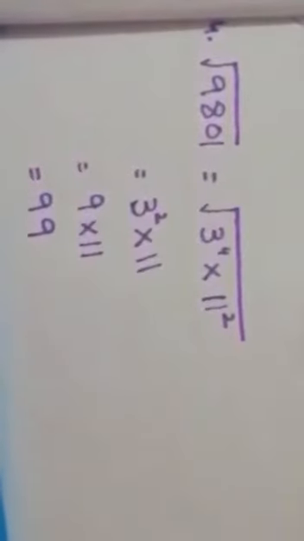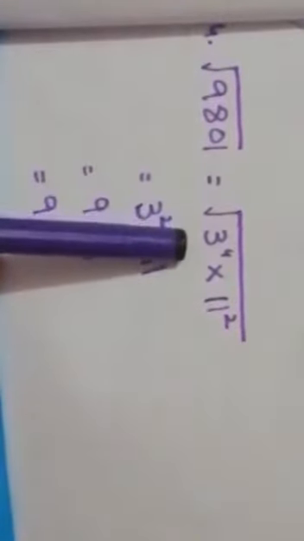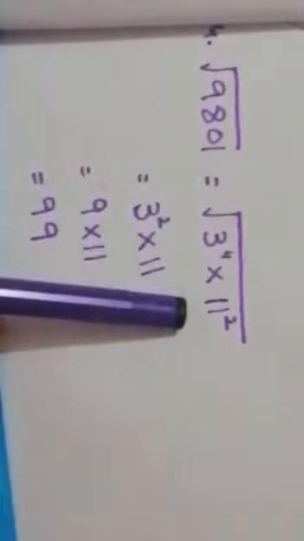Our today's topic is square roots and cube roots. Before this we have learned how to find cube roots and square roots by prime factorization, but sometimes the factorization is given. For example, in question number 4 we are given that the prime factorization of 9801 is 3 to the power of 4 multiplied by 11 to the power of 2. They are saying find the value of the square root without using a calculator.